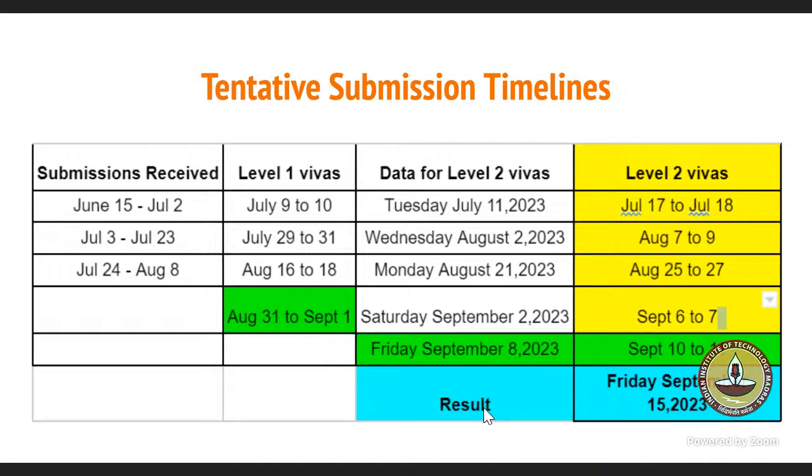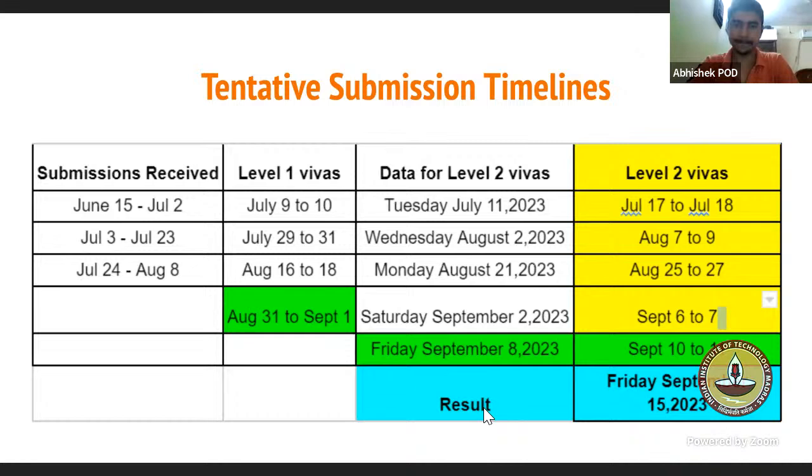Okay, so for level 1 Viva, I will have to incorporate the feedback given by them. If they find something missing, I need to really work on that and go through the whole process again. Correct. And the same applies to level 2 also.